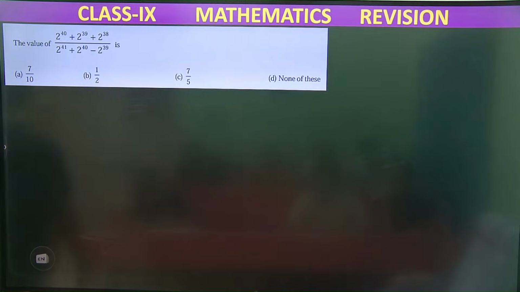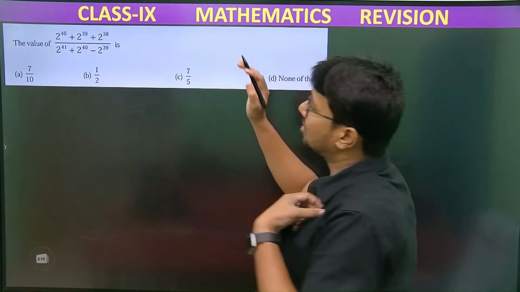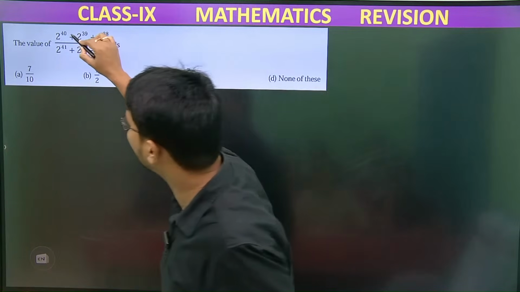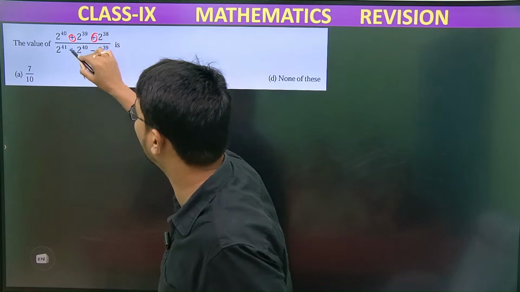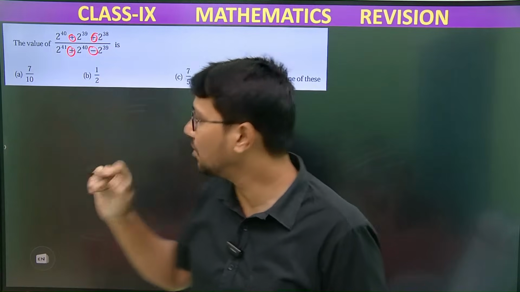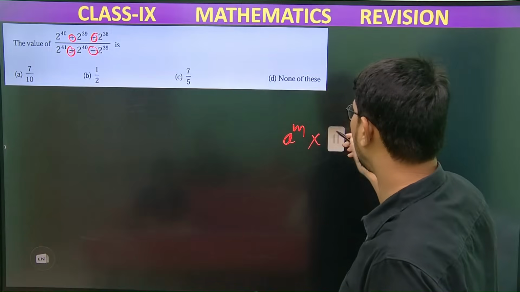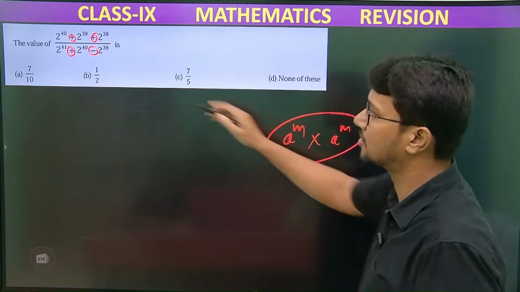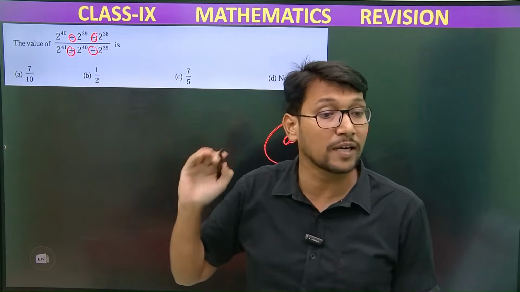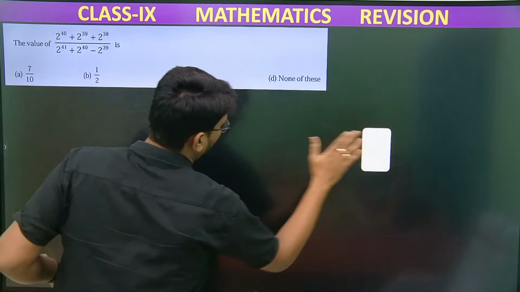So it's quite simple, check. What you have to do here, see everyone, how can you solve this question? Though it is coming from exponents, but these are which symbols? Plus and minus. So you cannot use your a to the power m into a to the power n formula. This is not multiplied. So what you have to do? How can we solve?